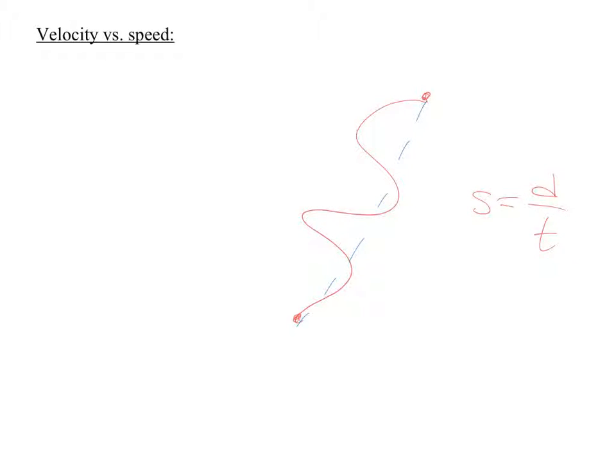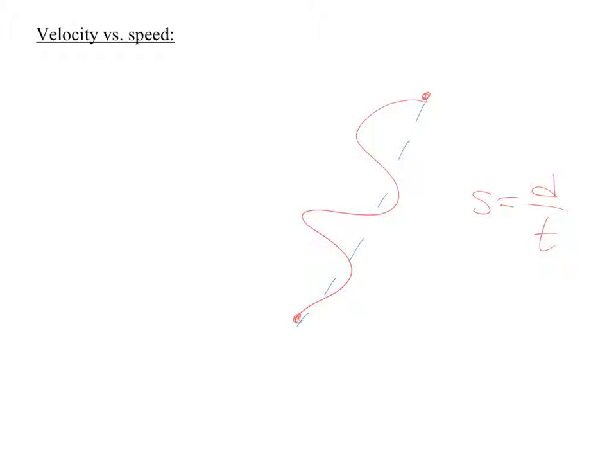Again, jot this down. For velocity and displacement, this first formula, put a little note that the direction traveled matters. For speed, which refers to using distance traveled, the direction does not matter.